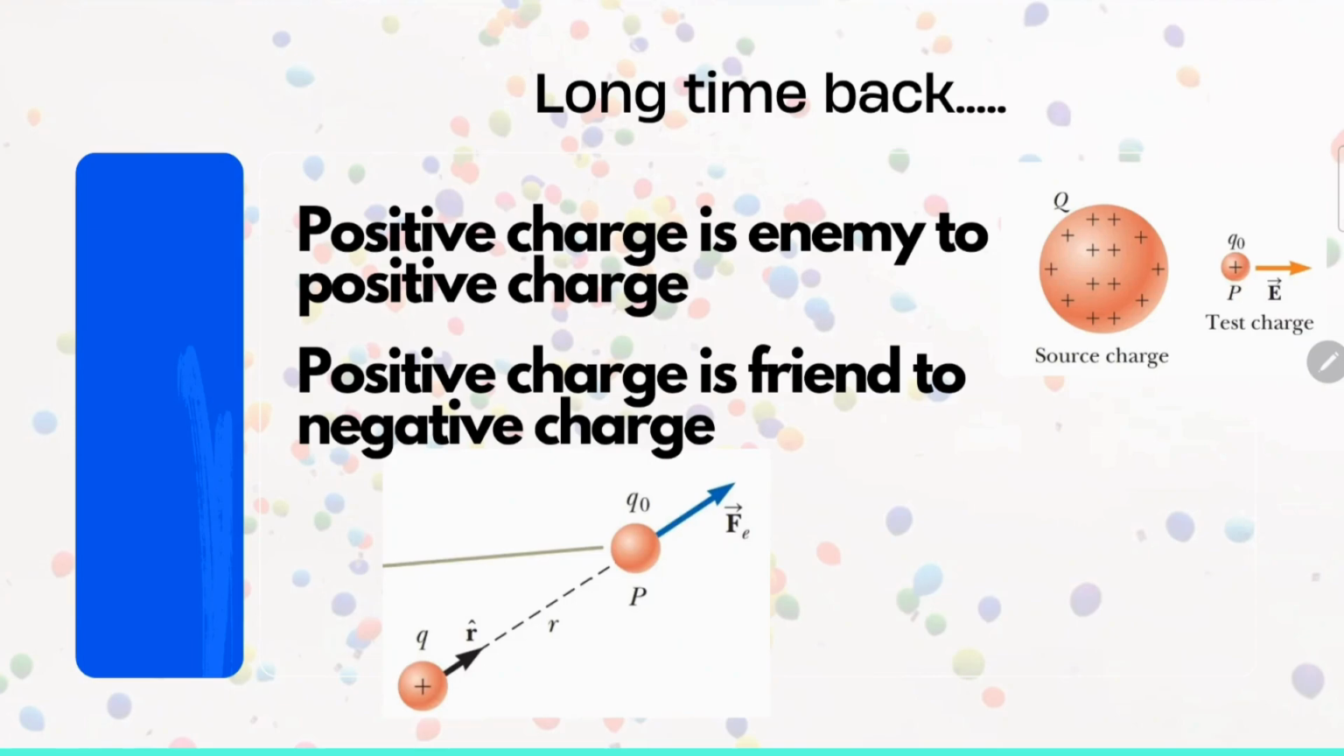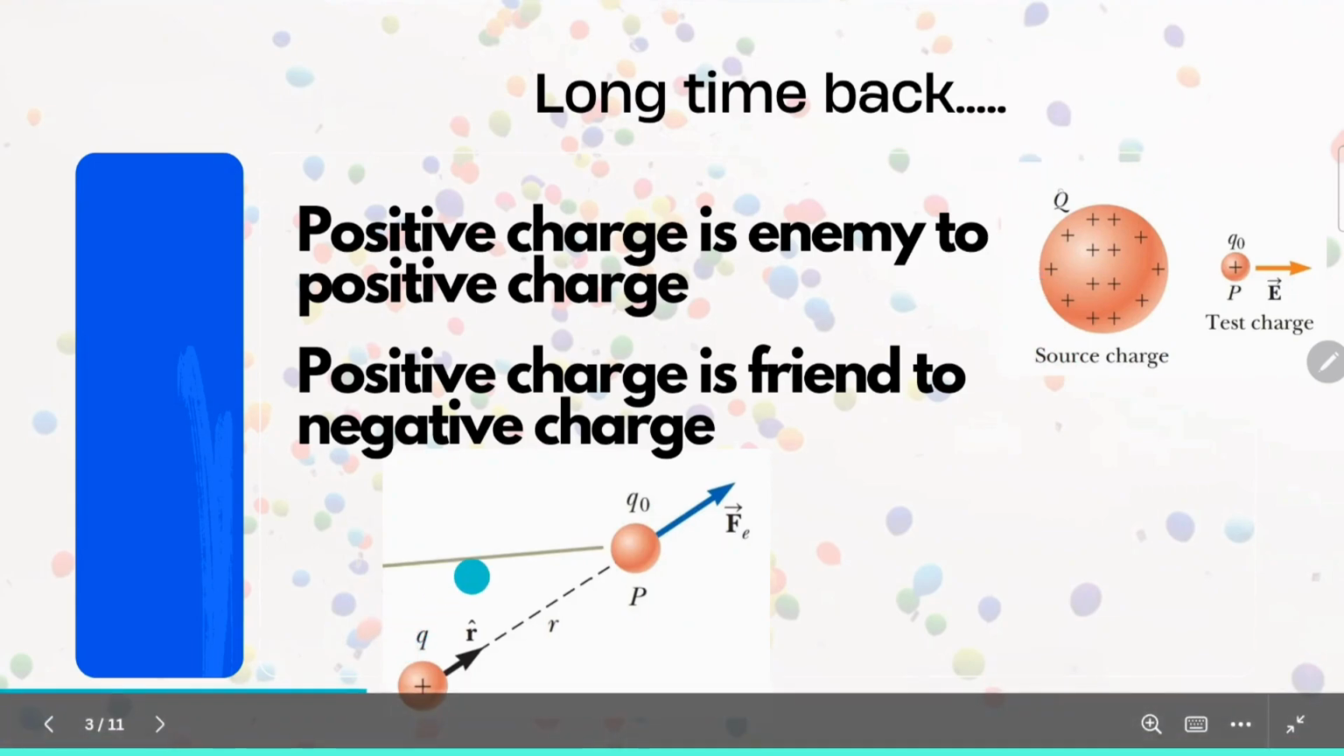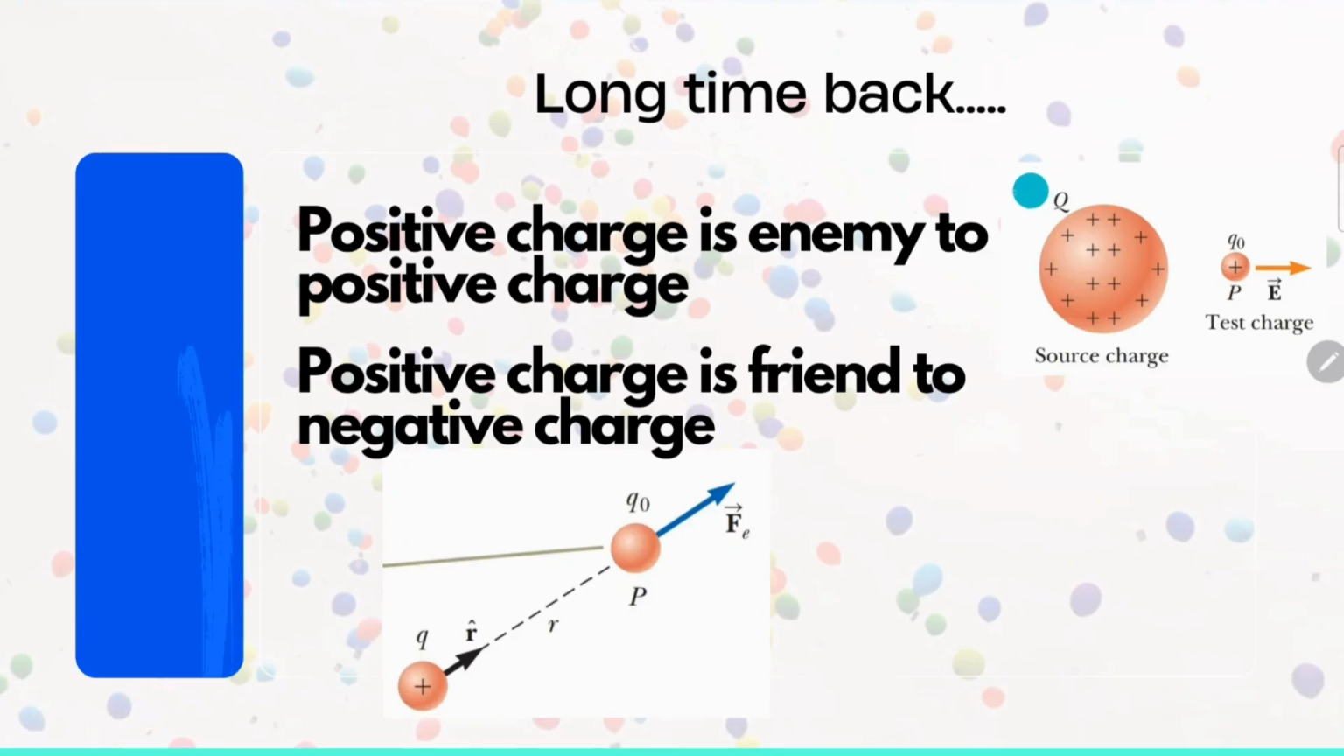Look at this diagram: there is a source charge, which we take as capital Q. And here is the test charge. I already said in the previous video that a test charge is a unit positive charge which does not affect the other charges. That test charge will experience some repulsive force due to this source charge.